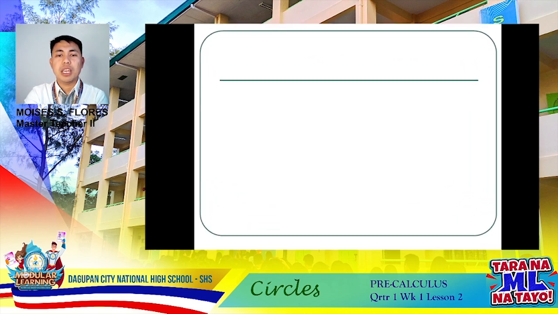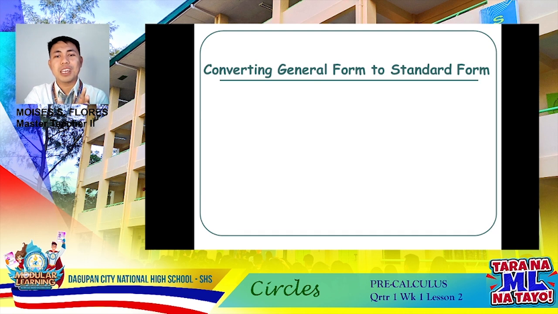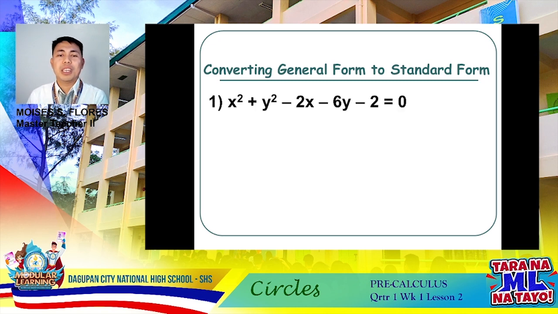This time, we are going to convert vice versa. The given now is the general form, and we convert to standard form. A while ago, it was standard form to general form. This time, general form to standard form. Let's have an example: x squared plus y squared minus 2x minus 6y minus 2 equals 0.